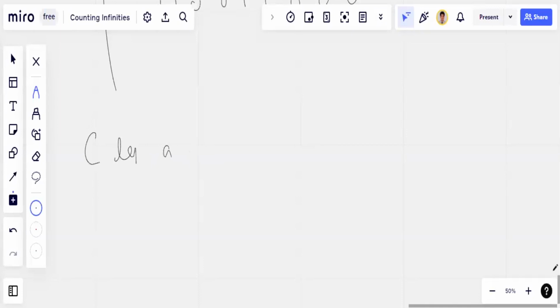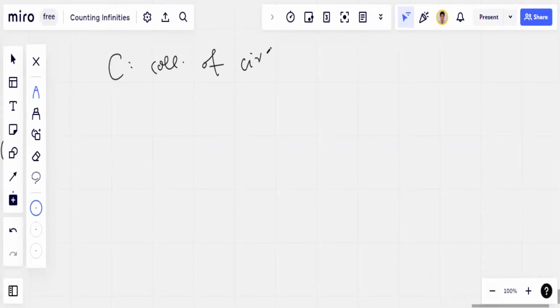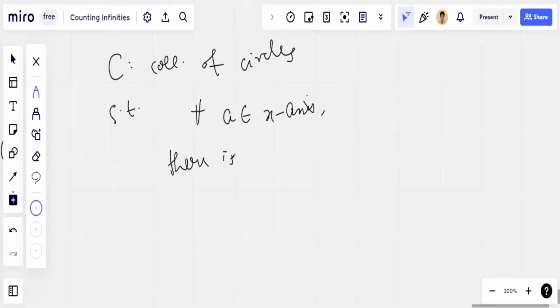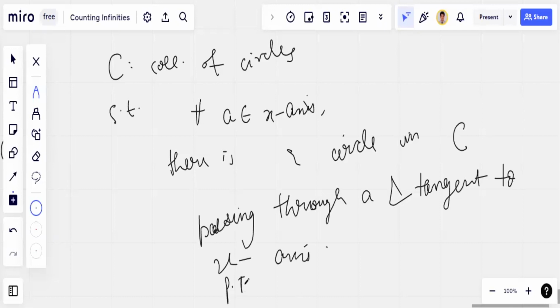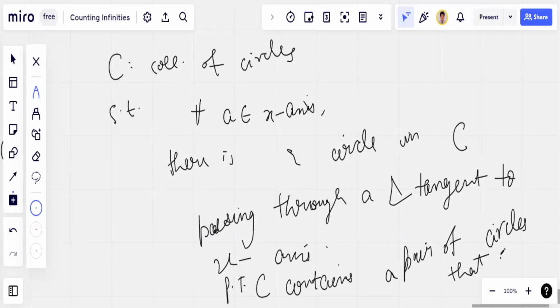Let C be a collection of circles in the plane, such that for all A on the x-axis, there is a circle in C passing through A and tangent to the x-axis, obviously at A. So prove that C contains a pair of circles that intersect.